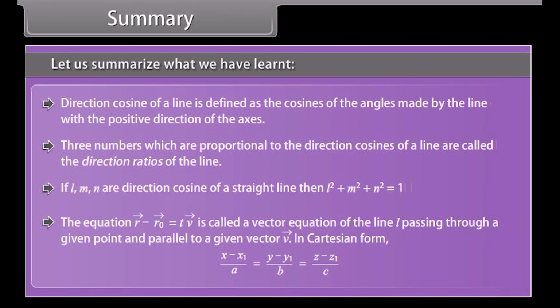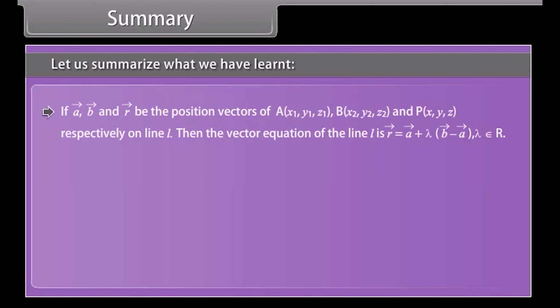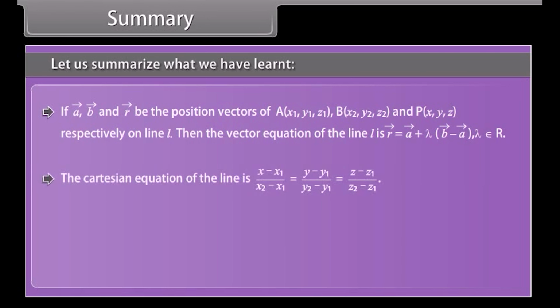In Cartesian form, if vectors A, B, and R are the position vectors of A (x1, y1, z1), B (x2, y2, z2), and P (x, y, z) respectively on line L, then the vector equation of the line L is vector R equals vector A plus lambda times vector B minus vector A, where lambda belongs to real numbers. The Cartesian equation of the line is x minus x1 by x2 minus x1 equals y minus y1 by y2 minus y1 equals z minus z1 by z2 minus z1.